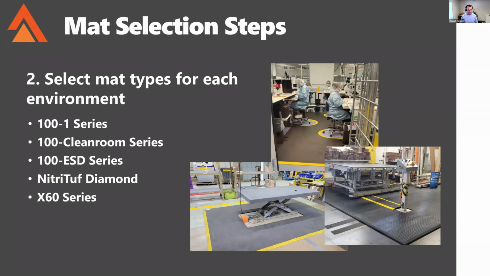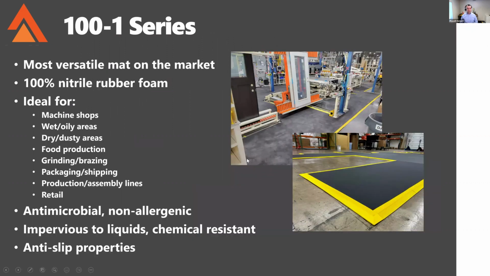So some examples here, maybe clean room, maybe anti-static with ESD, maybe you have a food industry, and so on and so forth. So as you start to identify those departments, then you can line that up with the different mat types. So we're going to touch on each of these Acromat options here. We've got a few different options for you to consider. The first one here is the 101 series.